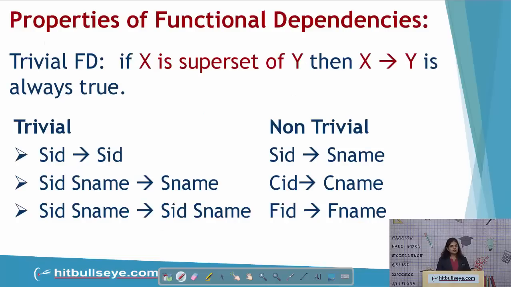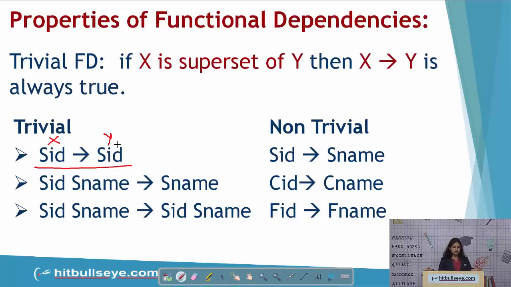So let's try to understand the properties of functional dependencies. So what is a trivial functional dependency? If X is a superset of Y, then X goes to Y is always true. For example, if SID goes to SID, here X is SID and Y is also SID. So X is a superset of Y. So what do we mean here? That this is a trivial functional dependency.